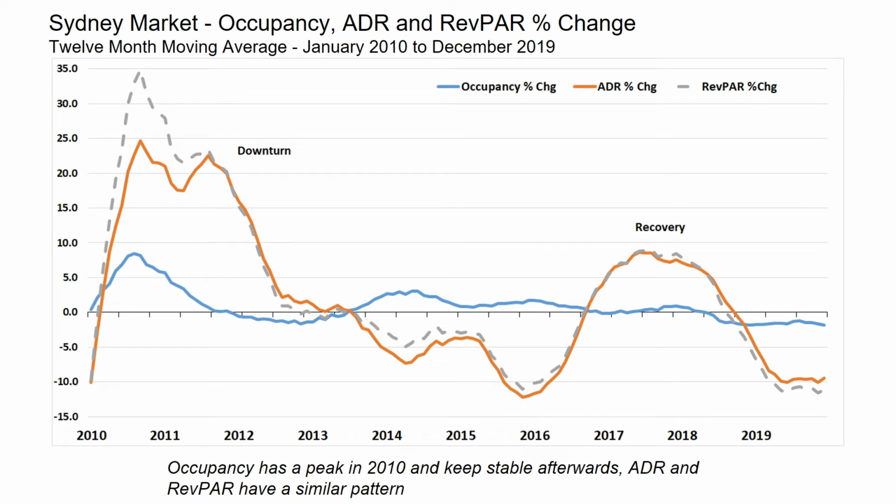The last graph in this section will show you the occupancy, ADR, and RevPAR percentage change for the Sydney market over the last decade. Occupancy has a peak in 2010 and kept stable afterwards until 2019 to a slightly negative percentage. ADR and RevPAR have a similar pattern over the last decade as well.